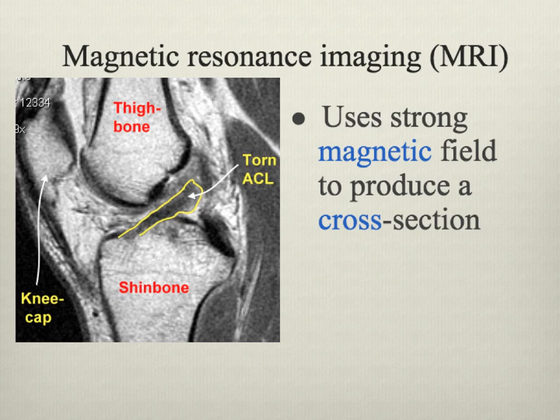Some of you may have also had MRIs along the way. MRI stands for magnetic resonance imaging. It uses magnetic forces to produce a cross-section. And this is great for looking at more of your ligaments, more of soft tissue type injuries.